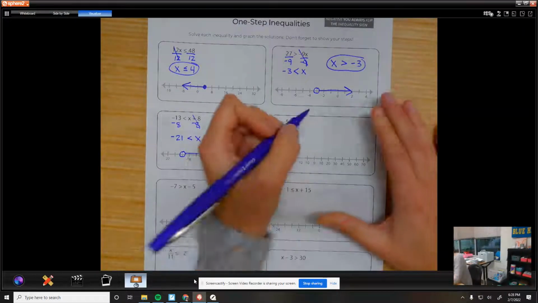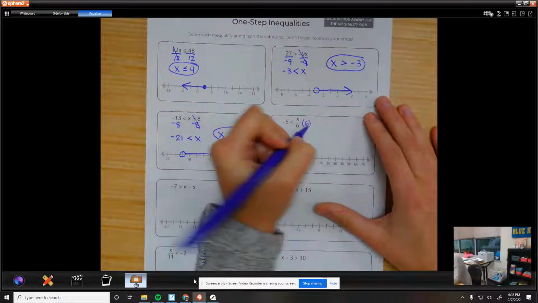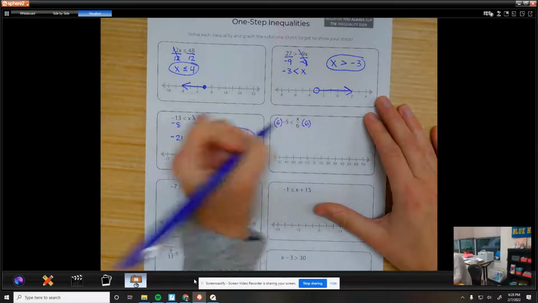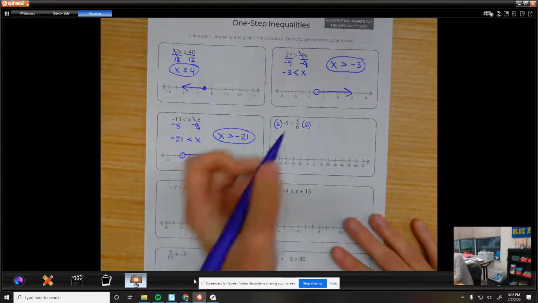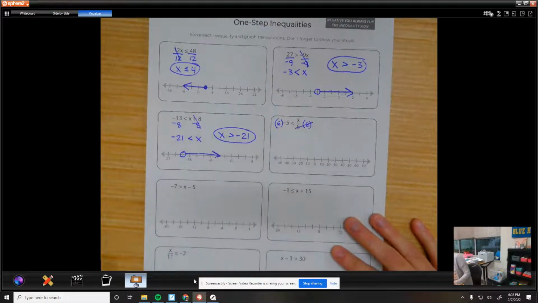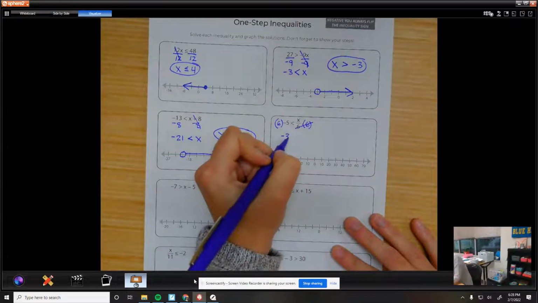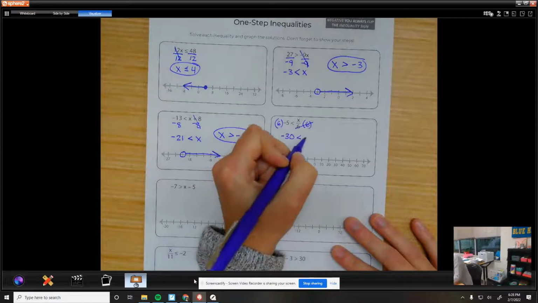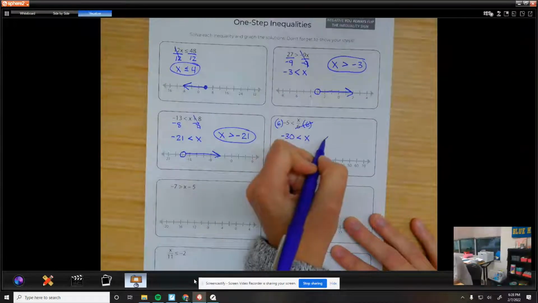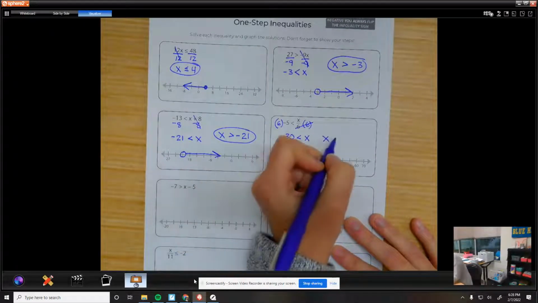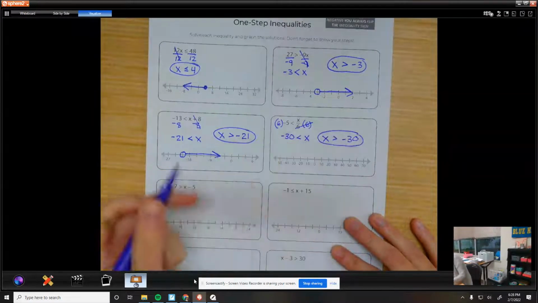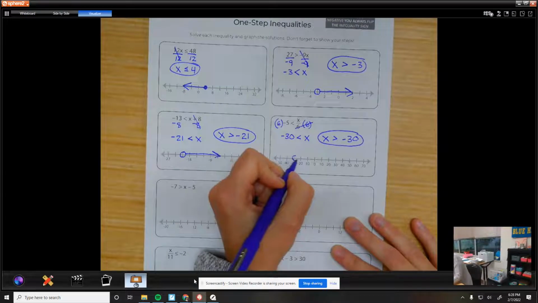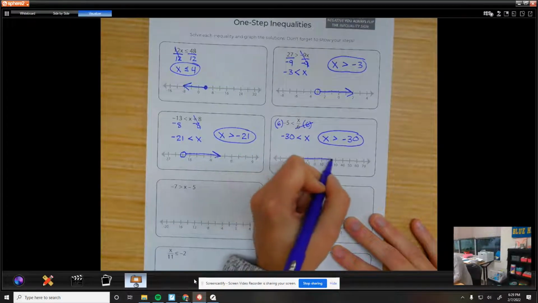All right, next one, I'm going to multiply both sides by 6. You guys think I have to flip the sign on this one? No. So we just multiply by 6. No need to flip. So we'll just keep it. -30 is less than x. But I'll flip the whole thing. Put the x is greater than -30. Make it easier to graph. So that is open circle on -30, arrow to the right.